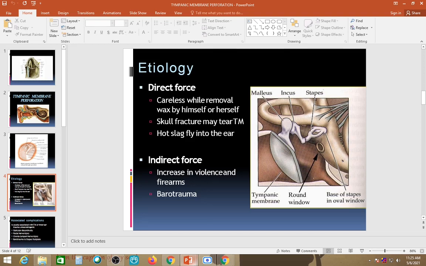I myself experienced this once with an insect in the ear of one of my friends, during duty hours. We were so scared and she was trying to do syringing, and I was also willing, okay, we'll do syringing, otherwise the insect was struggling inside. With a normal syringe we just pushed water.